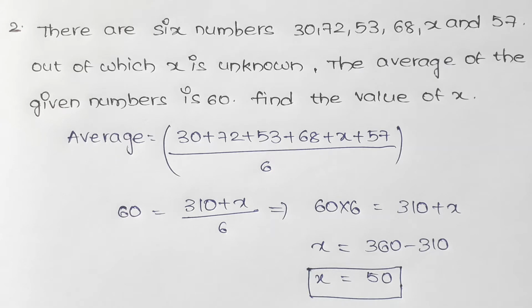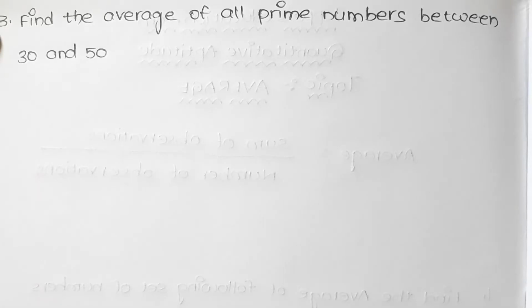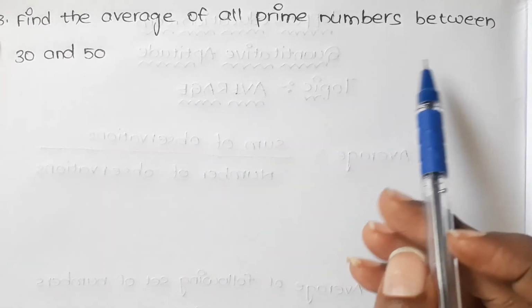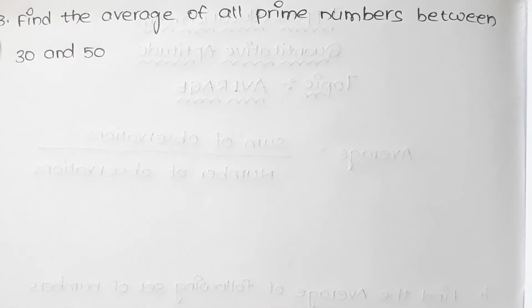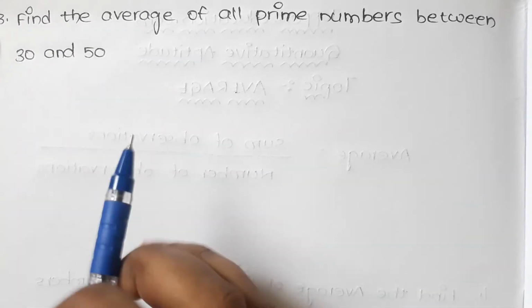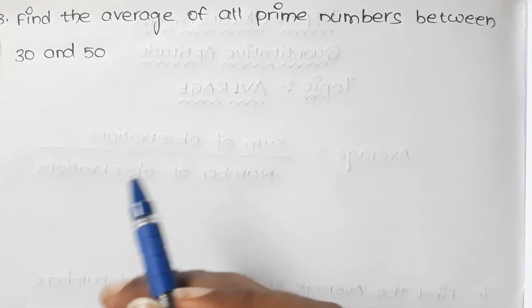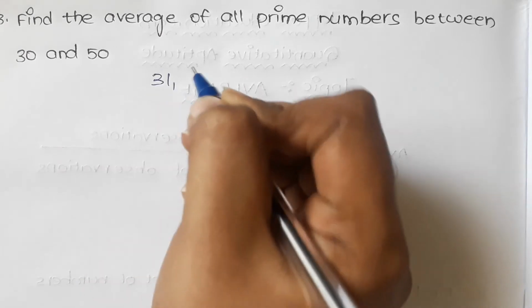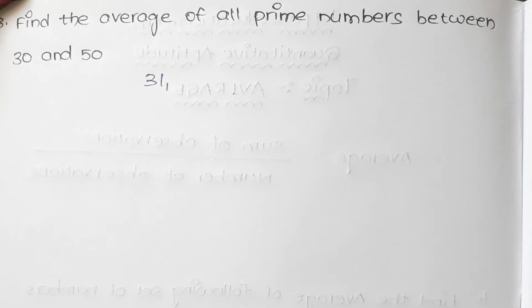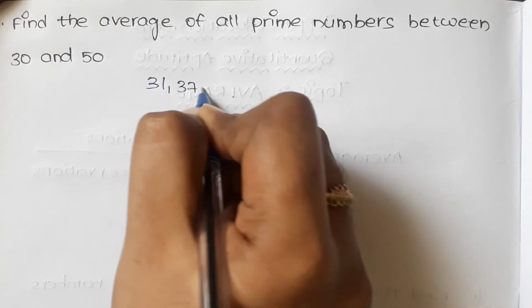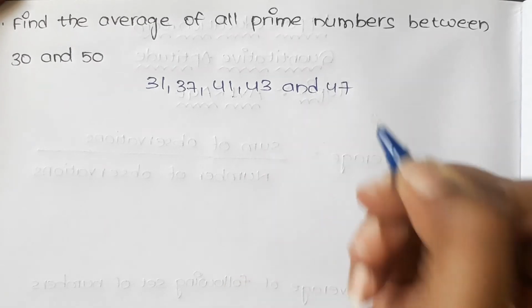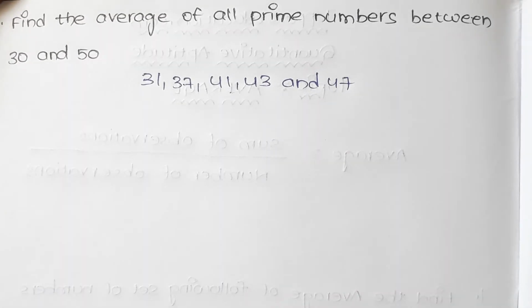That is, the unknown value is 50, and this is about the another model. Now let us see the third one. Here is another model: find the average of all prime numbers between 30 and 50. Now we have to find the prime numbers in between 30 and 50. The prime numbers between 30 and 50 are, first we should write them: 31, 37, 41, 43 and 47. These 5 are the prime numbers in between 30 and 50.